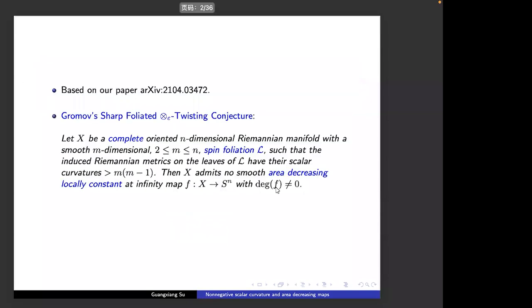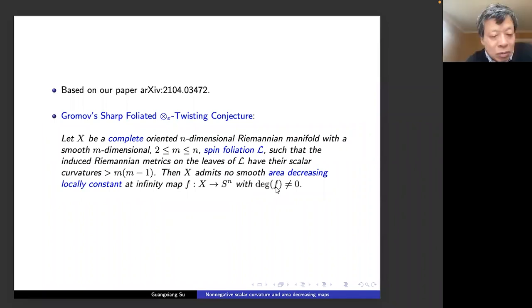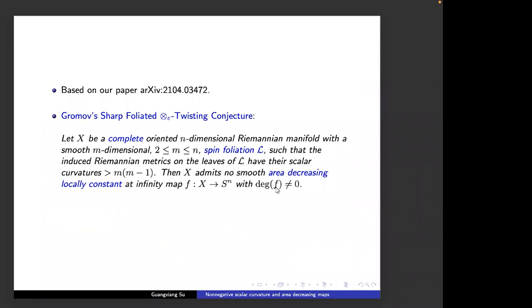Can you see the screen? I cannot see the slides. We can see the slides. Maybe I should rejoin. Sorry, the network in my place is poor.